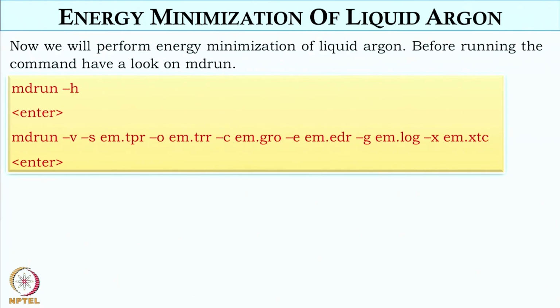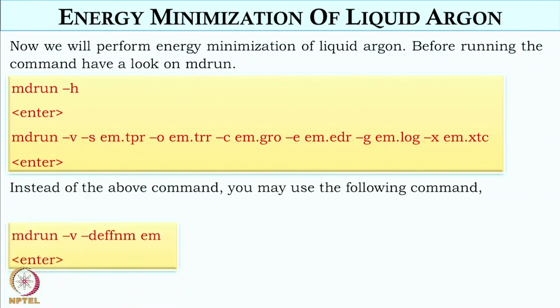But instead of using such a long command, we can as well use mdrun -v -deffnm em. It will create all the output files using the prefix em. It will create em.trr and em.gro, where em.gro is the energy minimized configuration. Then em.edr is the energy file. It contains all the information about energy, like potential energy, kinetic energy, temperature, and pressure. em.log is the energy file in a log format. Then em.xtc is the trajectory file. At each time step, it contains the position, coordinates, and velocity.